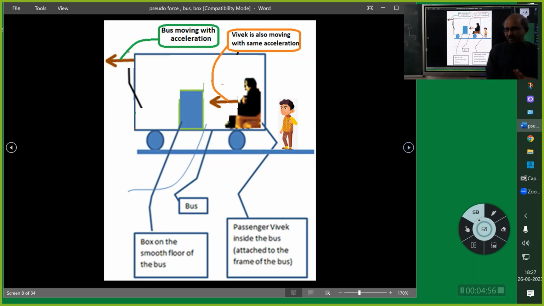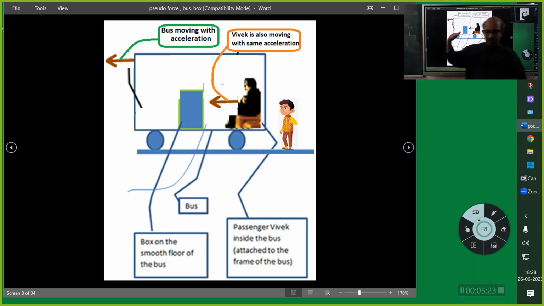right? Then I have shown the previous diagram, all the boxes had same uniform velocity vectors. But now I have not shown the velocity vectors. The bus is having some velocity. If I show the velocity vectors, I will show velocity vector for the bus, for the box, and for the person. This is one thing.